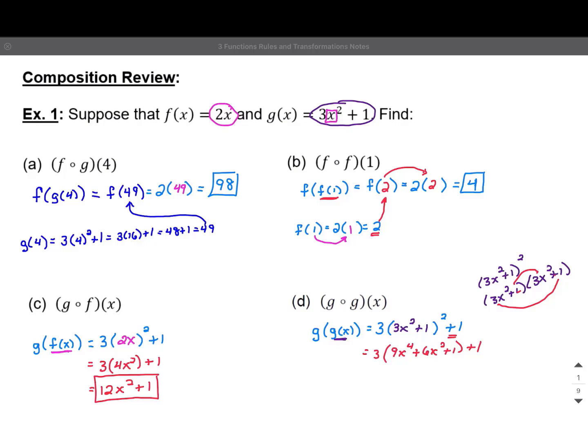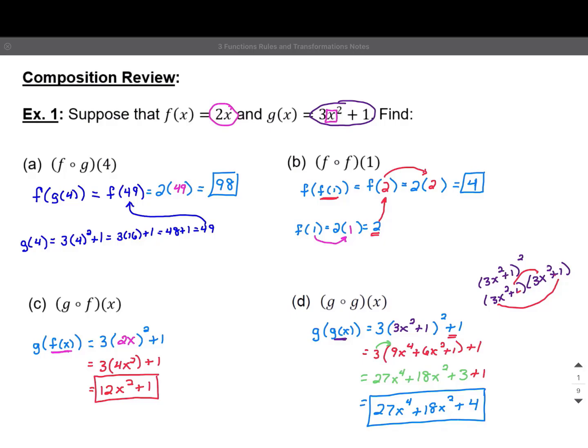Now we're going to distribute the 3. So 3 times 9, that's going to be 27x to the 4th. 3 times 6, that's 18x squared. Plus 3 times 1 is 3. And we still have this plus 1 hanging out. Now we combine like terms. 27x to the 4th plus 18x squared plus 4. And unless you simplify, you will not receive full credit. So please remember to do that.